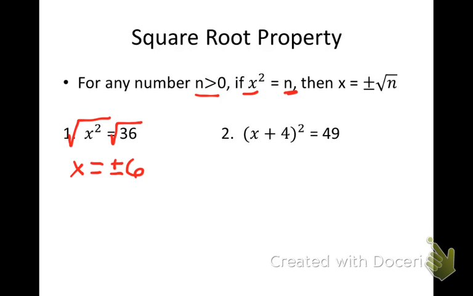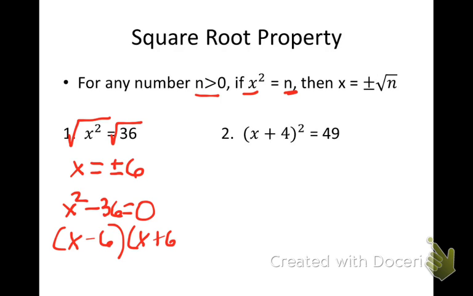Now remember, we could do this the other way of factoring, and you can still use that other method, although sometimes it's not as helpful. But if we get this set equal to 0, it would become x squared minus 36 equals 0. And it is a difference of squares, so it would factor into x minus 6, x plus 6 equals 0. And then you would get these two answers.